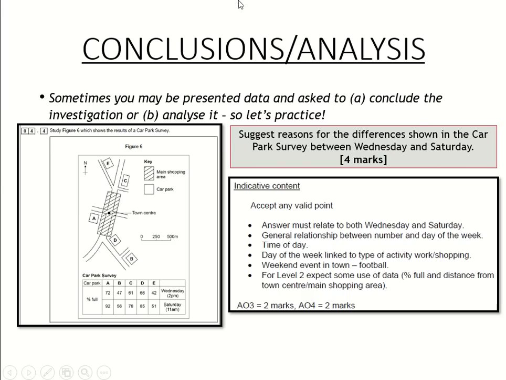So for this one, you could be handed some data and asked to give a conclusion or asked to evaluate a conclusion as well. On the left, we've got figure 6, which shows a car park survey. They've taken A, D, B, C, and E, and measured what percentage full it was on Wednesday and what percentage full it was on Saturday. It says, suggest reasons for the differences shown between Wednesday and Saturday.